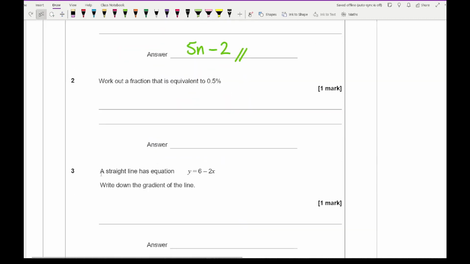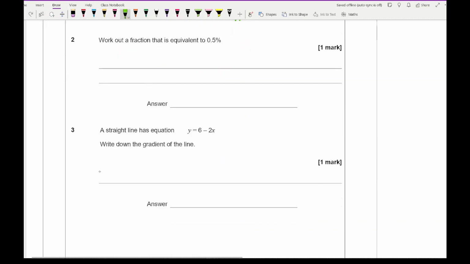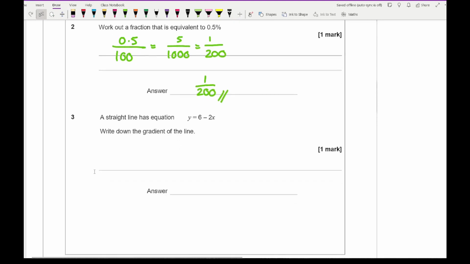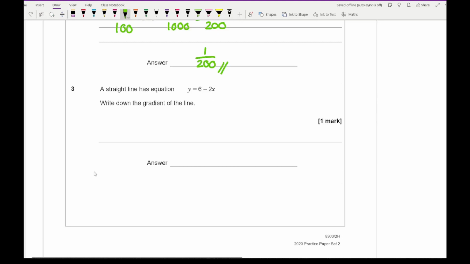Then for question 2, it says work out the fraction that's equivalent to 0.5%. Well, that's going to be 0.5 over 100. Then we get rid of the decimal by multiplying both the numerator and the denominator by 10. So that becomes 5 over 1000. And then we simplify it further to give our answer of 1 over 200. Then for question 3, it says a straight line has the equation of y equals 6 minus 2x. Write down the gradient of the line. Well, the gradient of the line is the coefficient of x, which is minus 2.